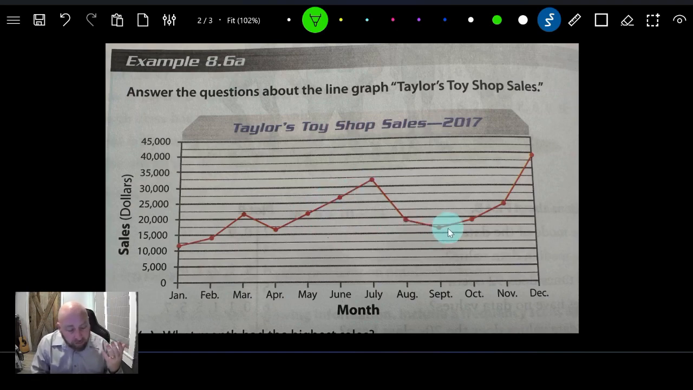Now we're in September to October, it goes up. So there's 6. October to November, there's 7. And then November to December, that's 8. So we're going to have 8 increases.